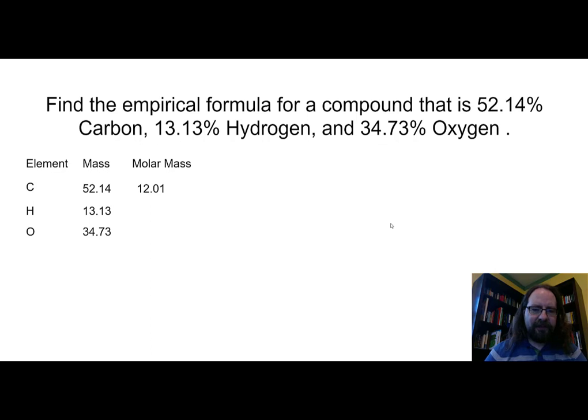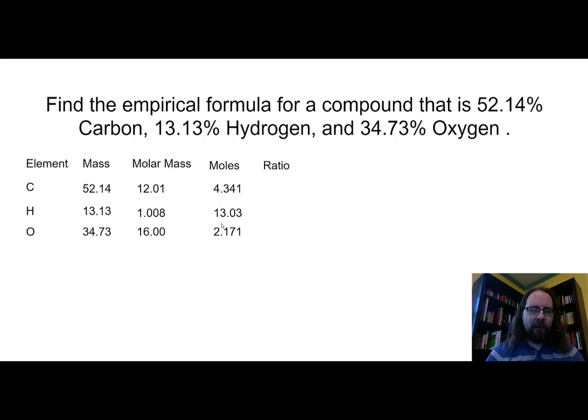Carbon is 12.0, and actually I'm using 4 significant digits here because that's what was given in my problem. So now it's a little trickier. Carbon is actually 12.01 to 4 significant digits. Hydrogen is 1.008, and oxygen is still 16.00. Now again, we find our moles by dividing the mass by the molar mass. So that gives us 4.341 moles of carbon, 13.03 moles of hydrogen, and 2.171 moles of oxygen.